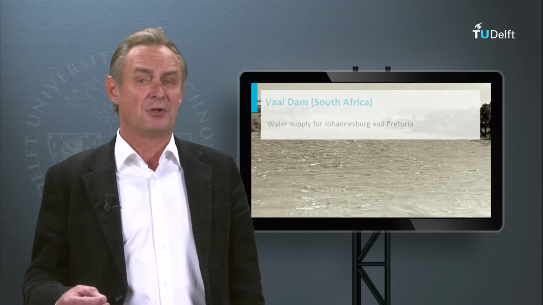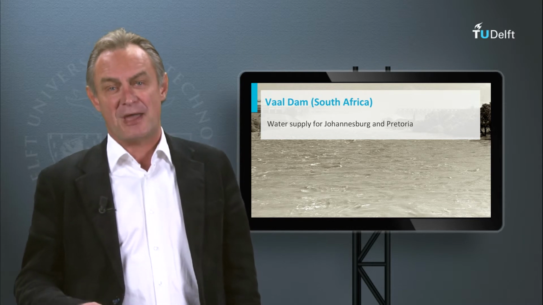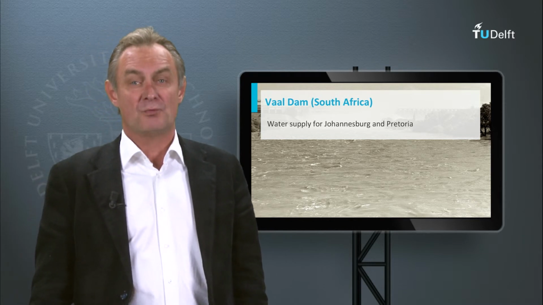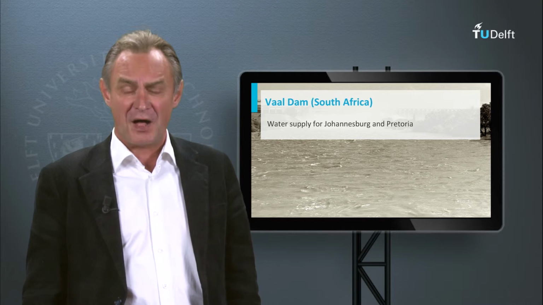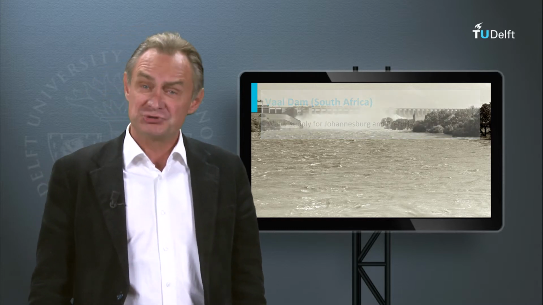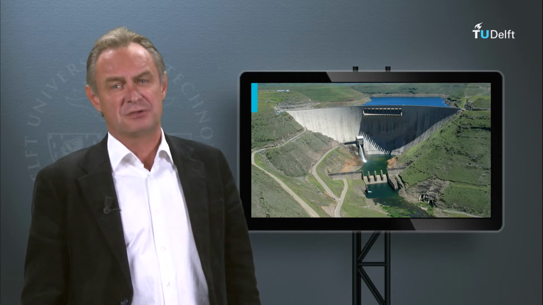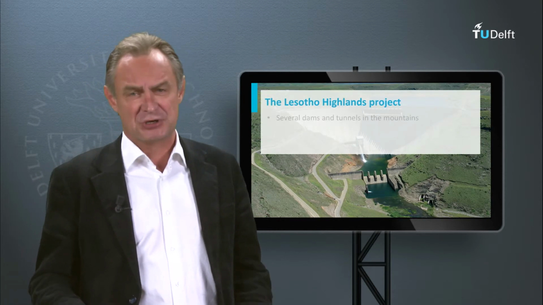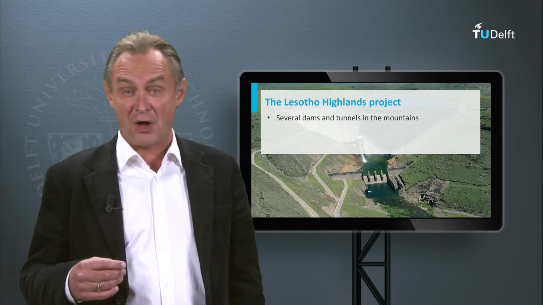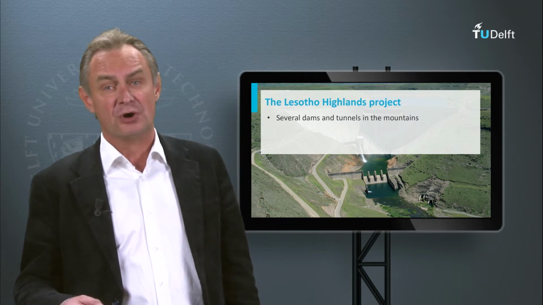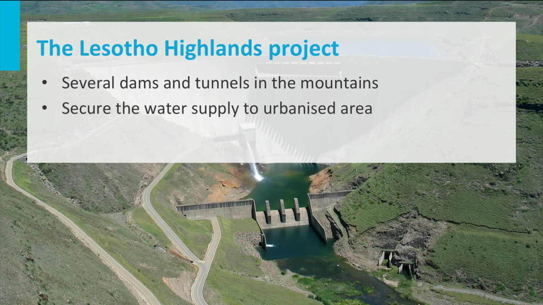A clear example is the water supply for Johannesburg and Pretoria, which sources their water from the Vaal Dam. The Lesotho Highlands, approximately 500 kilometers away, entails several dams and tunnels in the mountains to enforce the Vaal River and Vaal Dam in order to secure the water supply to the urbanized area.